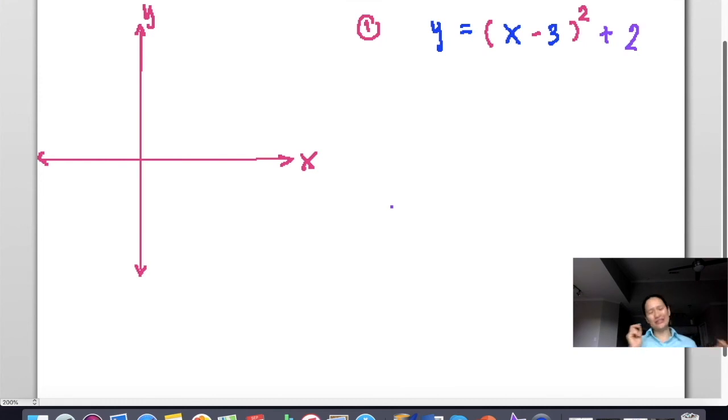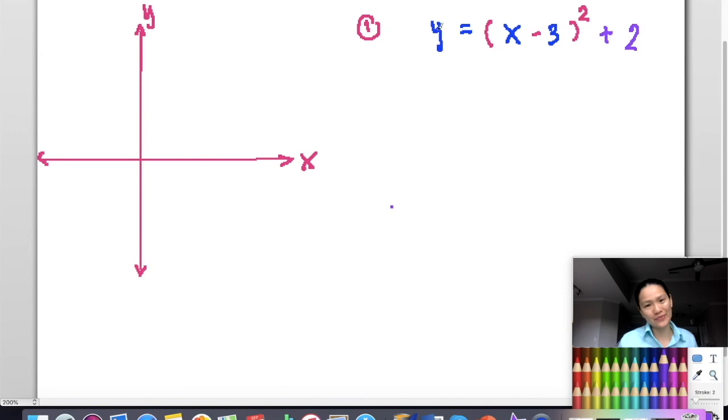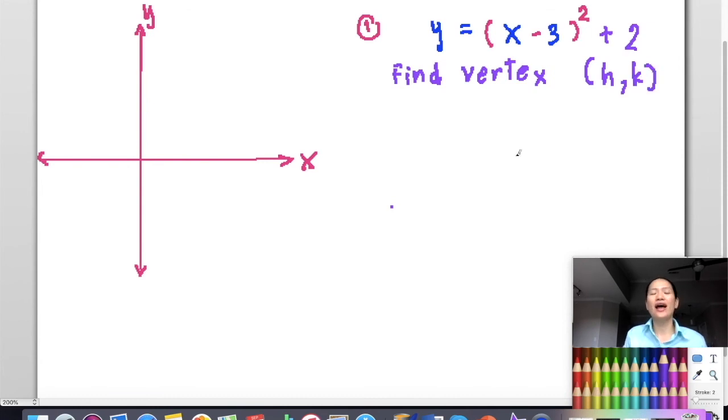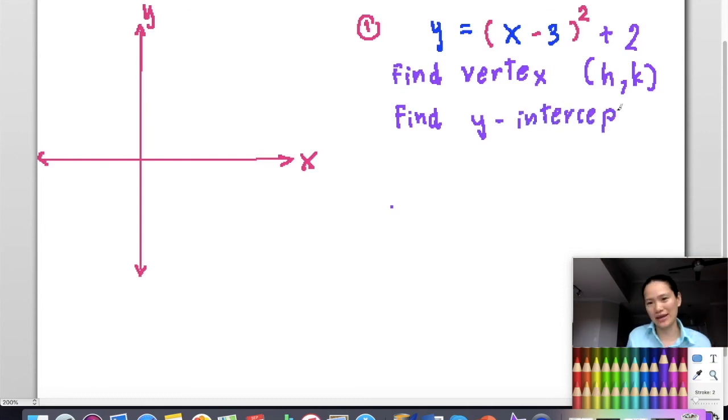Let's do number 1 together. In number 1, the question tells you that they want you to find the vertex. I'll write it down for you. You know that the vertex equals (h, k). Then another one, they want you to find the y-intercept. The concept of y-intercept is the point where the graph cuts the axis y, or x equals 0. And the last one, they want you to sketch the graph.